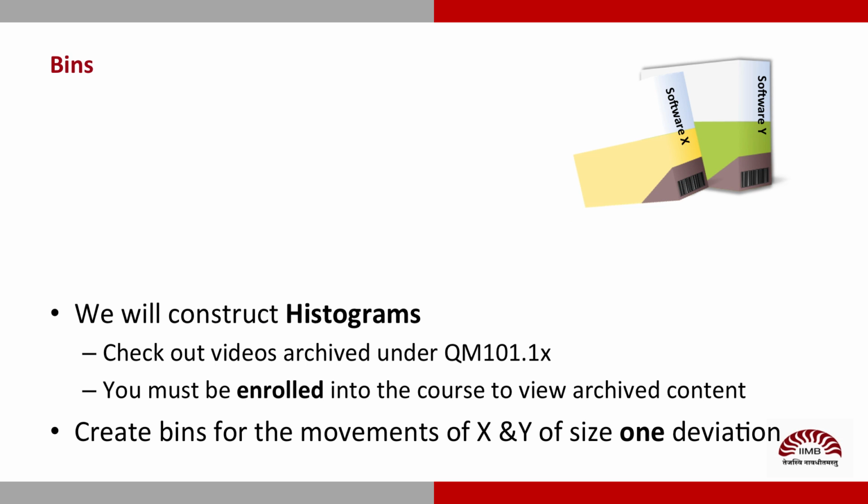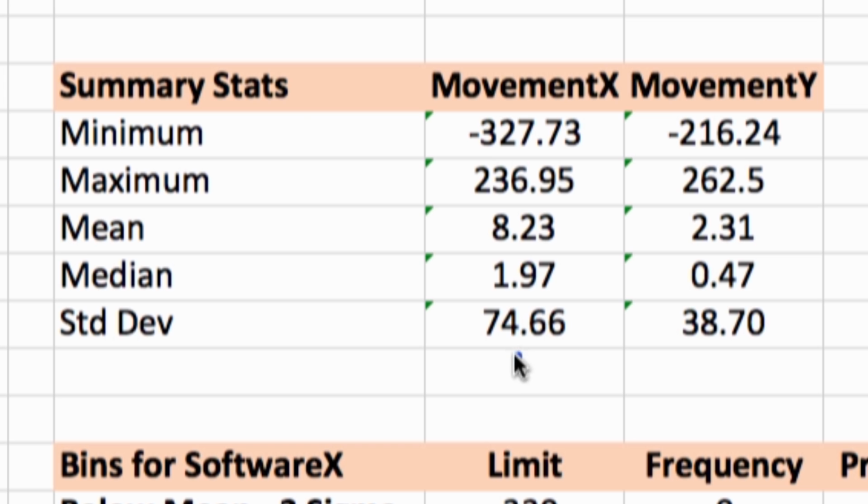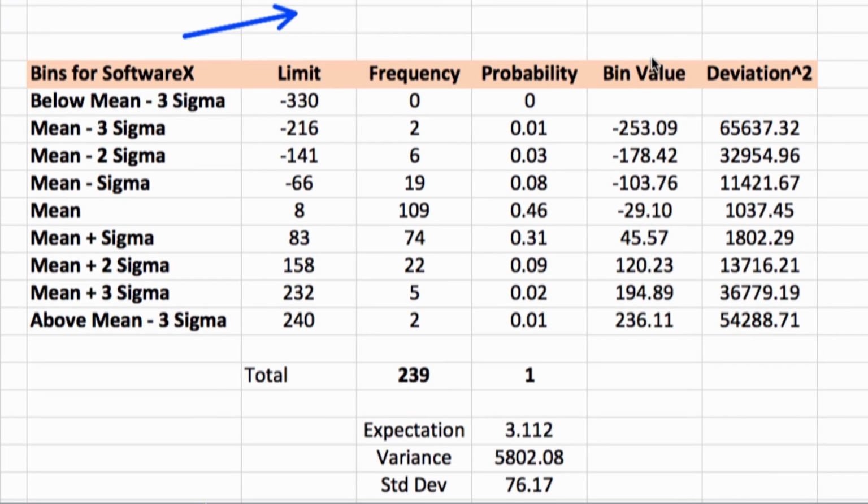Next, we'll create bins to put these movements into. Each bin is 1 standard deviation in size, and that is 74.66 in this case. We round off the minimum and the maximum for the outer bin limits. The bin values that you see over here are the midpoints of these bin limits. Any data between two limits gets mapped to the same bin value. For example, if I have a stock movement of rupees 100, then it falls between this bin limit of 83 and this bin limit of 158 and gets mapped to this bin value of 120.23. You get my mapping.